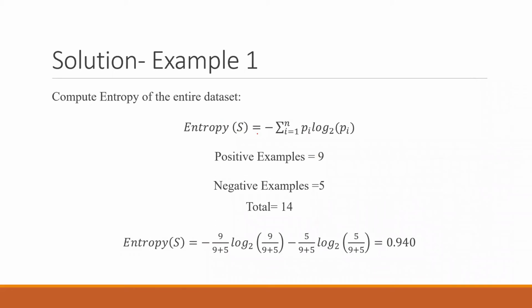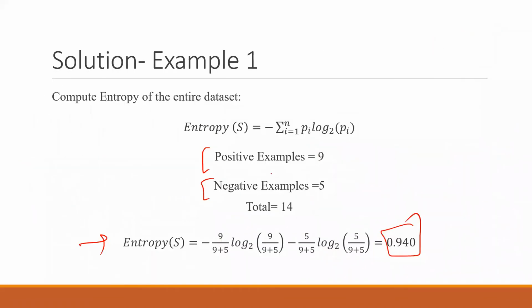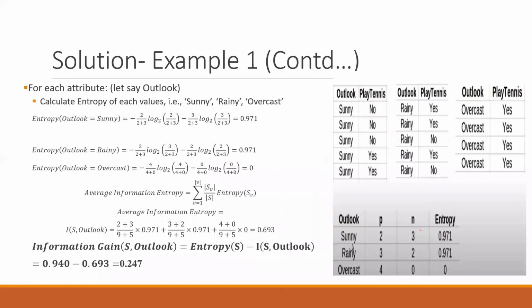The entropy will be calculated in a way. There are 9 positive samples and 5 negative samples. So putting in the formula of the entropy, you get the value of 0.940. This was the formula you have seen earlier: minus the summation of pi into log base 2 of pi. So if you put in all the values, base is 2, and 9 by 14 log 2 of 9 by 14 minus 5 by 14 log 2 of 5 by 14, after solving this you will get a value of 0.94.